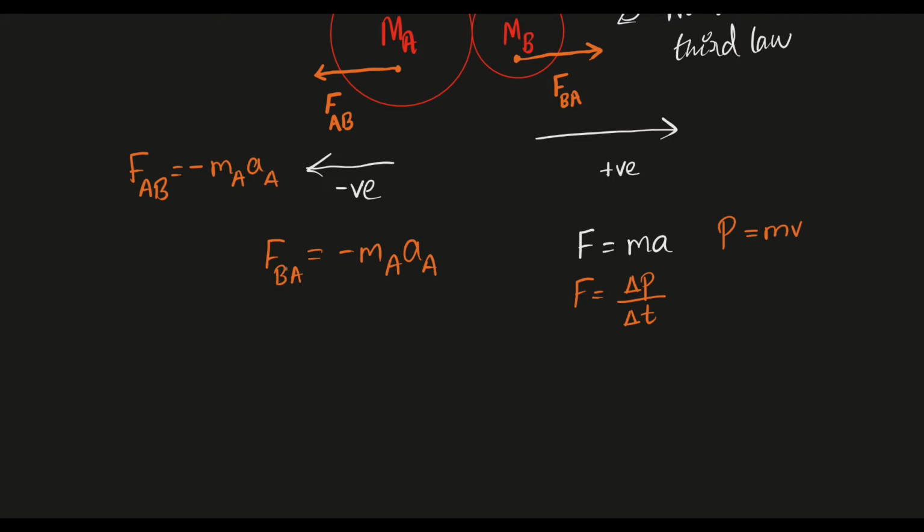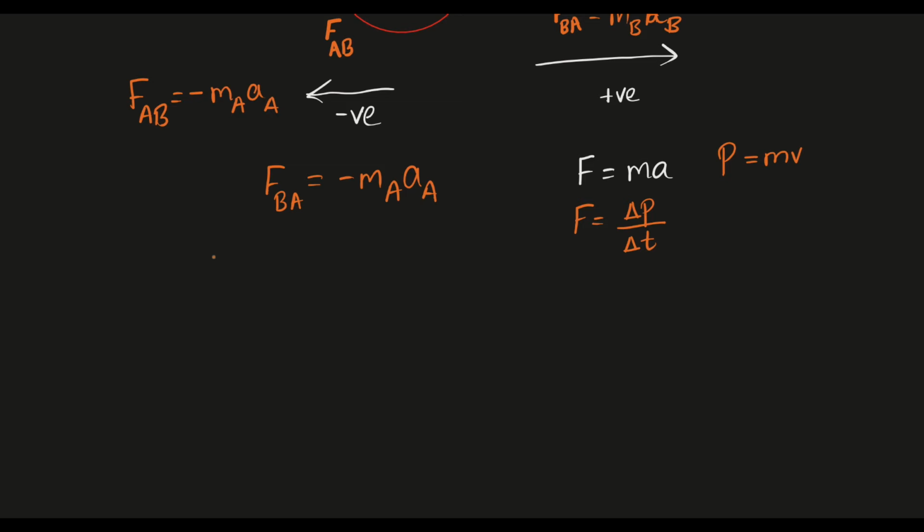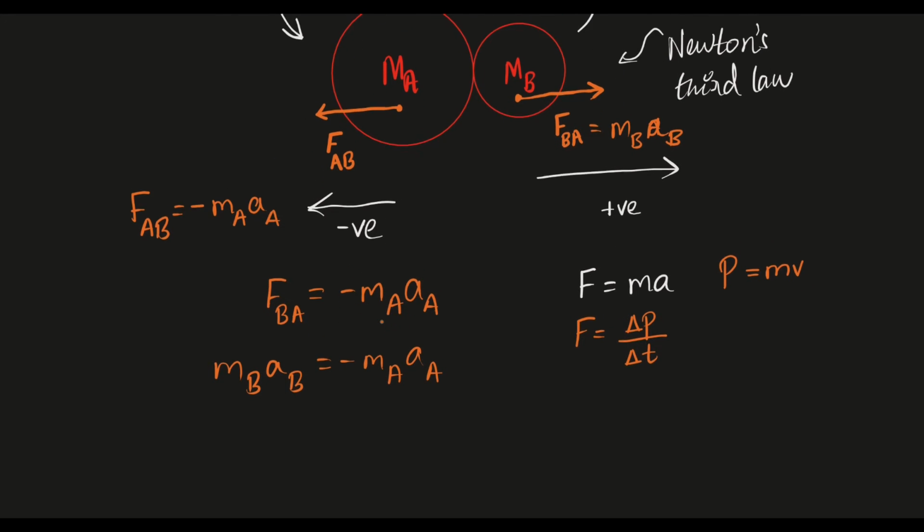So what is force BA? Force BA is equal to m_B a_B. So why am I writing like that? All right, so that is m_B a_B is equal to minus m_A a_A.